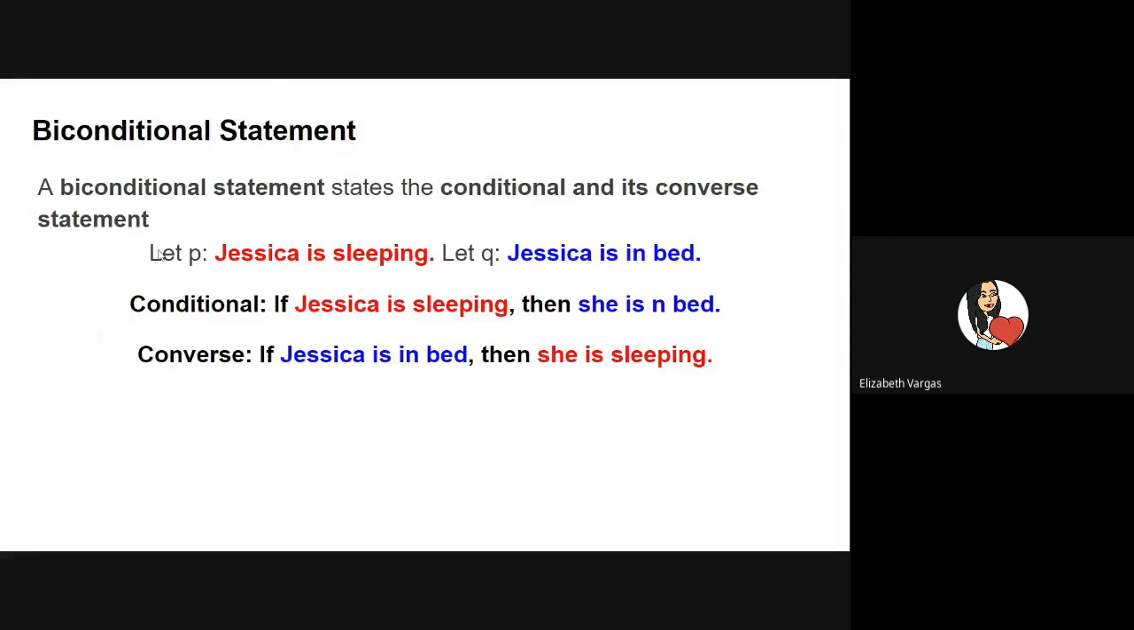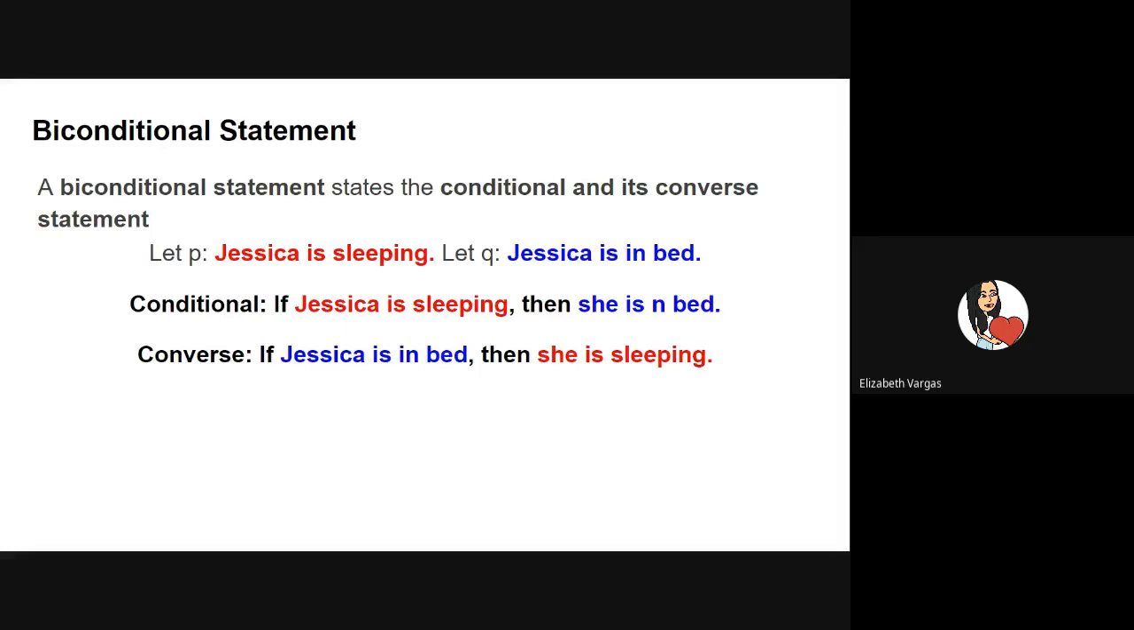So for example, we have P and Q. Jessica is sleeping, Jessica is in bed. The conditional would be if P, then Q. So if Jessica is sleeping, then she is in bed. And the converse, what we learned last time, switches the hypothesis and conclusion around. So it becomes if Jessica is in bed, then she is sleeping.